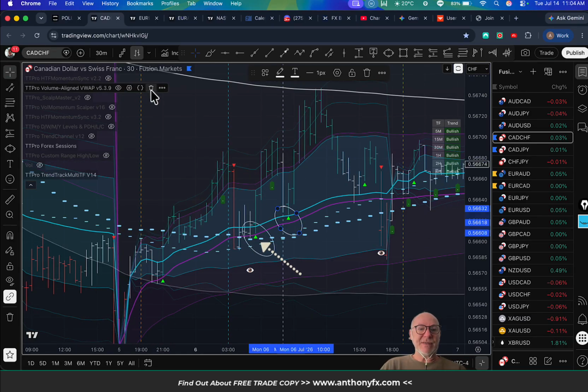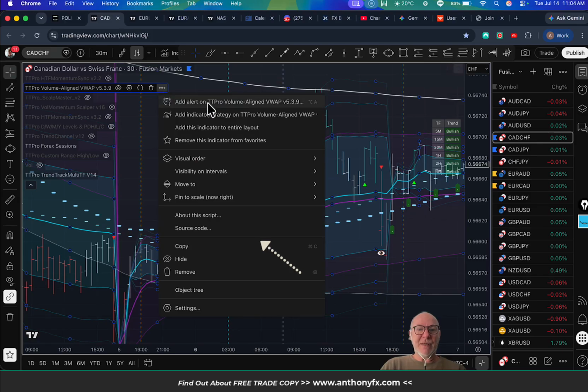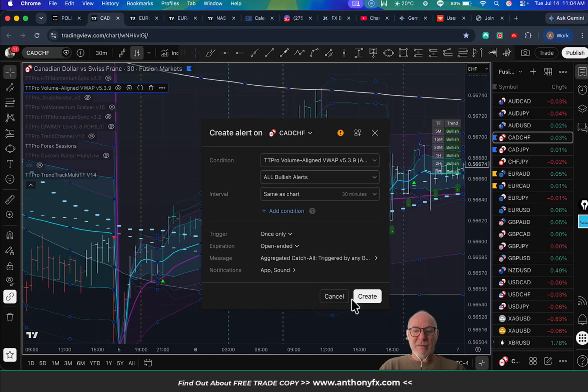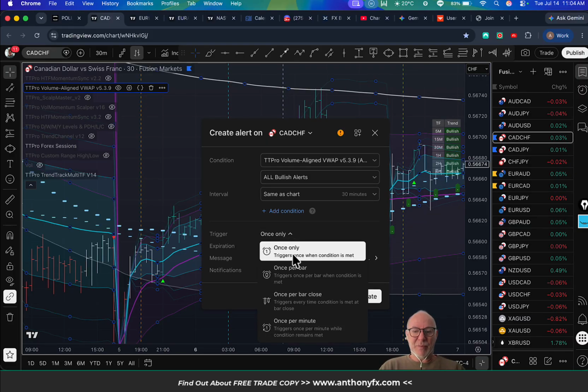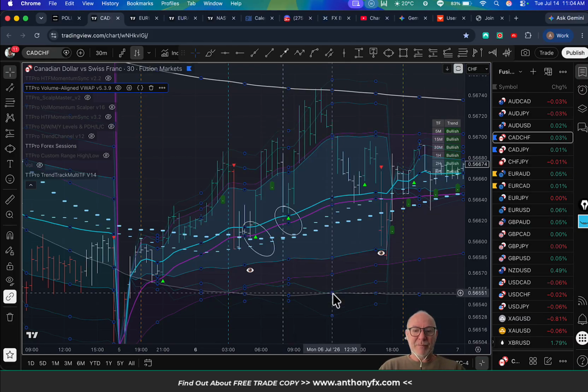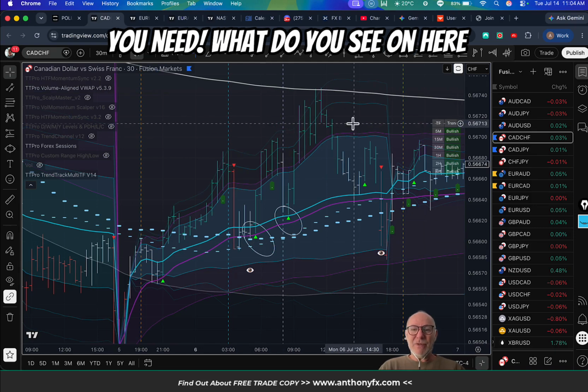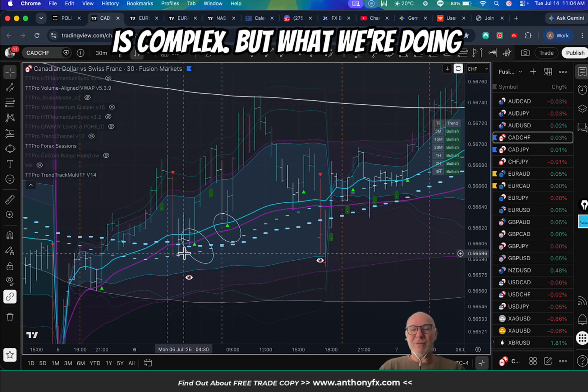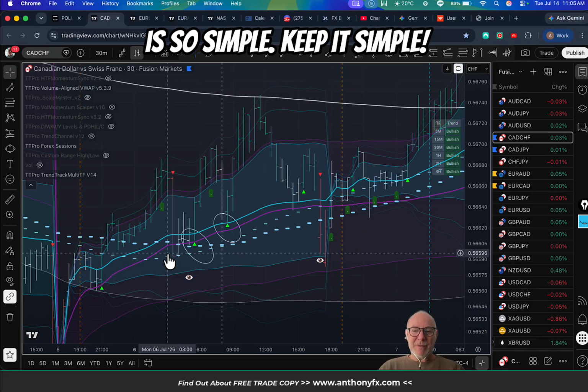And that's just this. Okay, look, 3 dots, add alert. And just go any bullish signal. Look, all bullish. There you go. That's it. And go once per bar or once per bar close, right? That's it, guys. That's all you need. And what you see on here is complex, but what we're doing is so simple. Keep it simple.